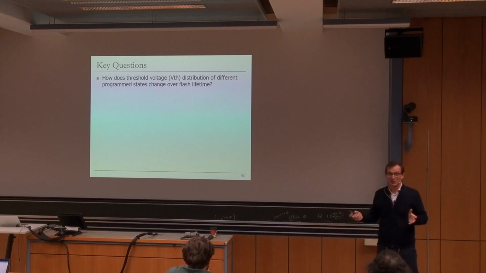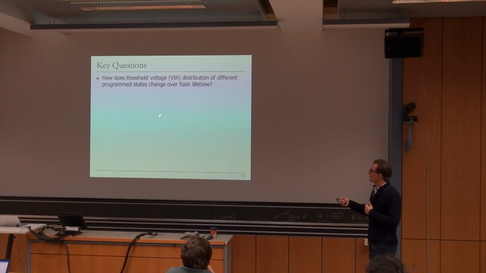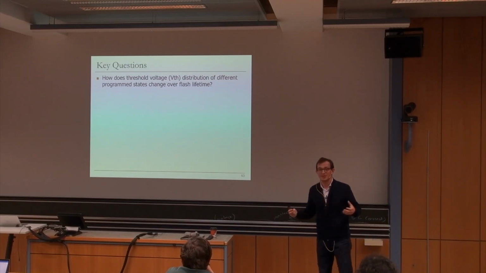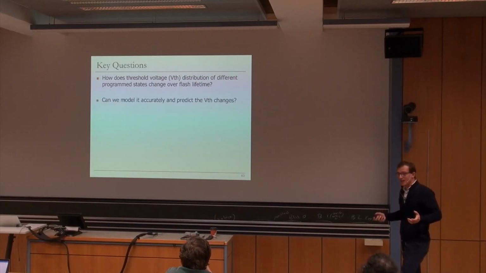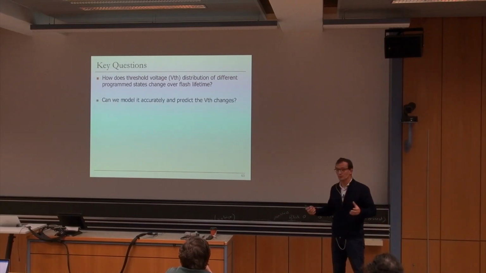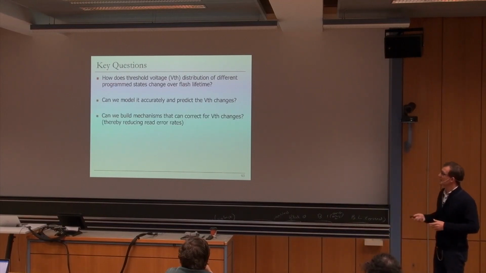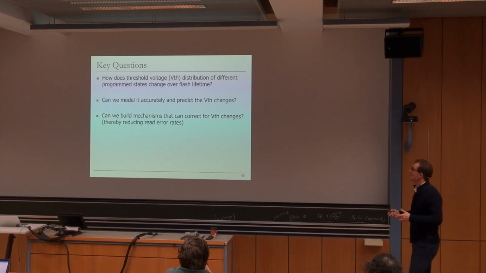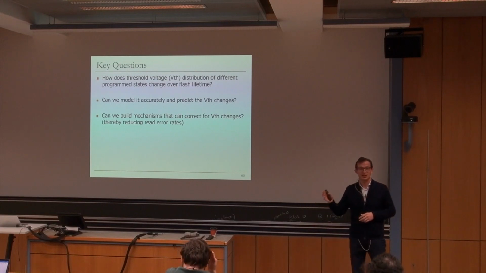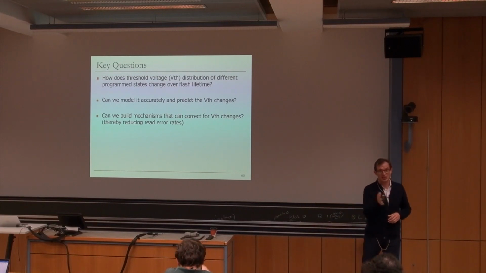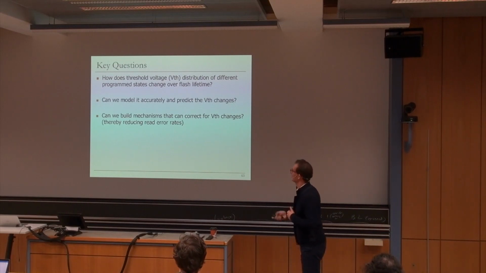So basically, one of the other key questions that we had next is how does the threshold voltage distribution of different program states change over a flash lifetime? And can we model it accurately and predict the threshold voltage changes before they happen? And can we build mechanisms that can correct for these threshold voltage changes, thereby reducing read error rates? Perhaps one other way of handling retention errors is by changing the read reference voltage. That's not the best option, but that could be handled that way.